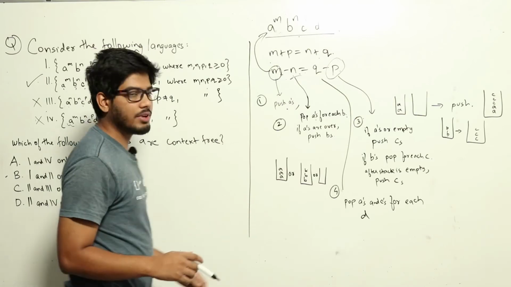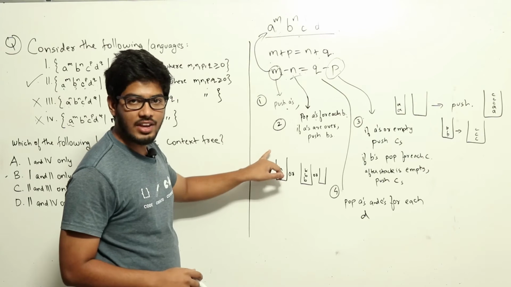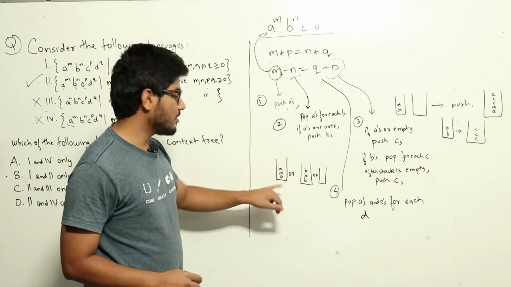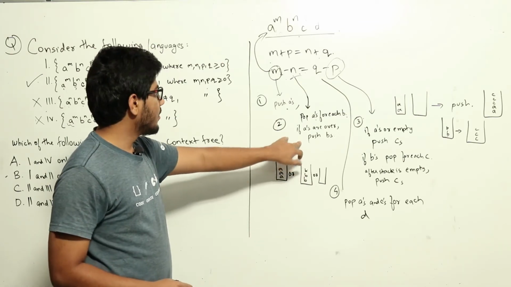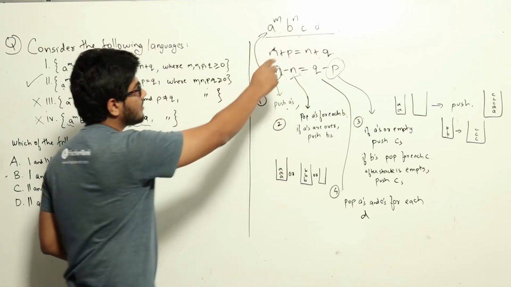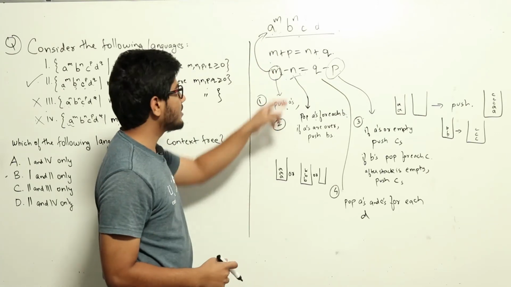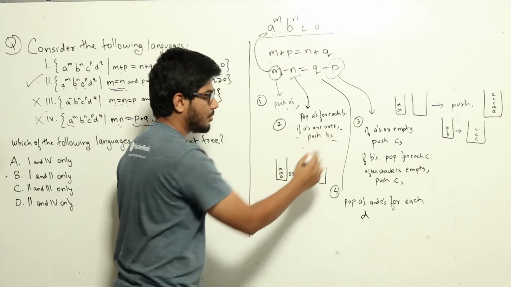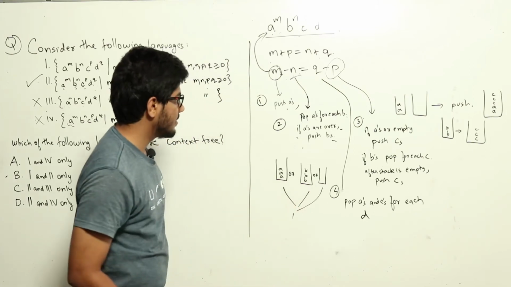Now there can be 3 cases. One is that the number of A's is greater than the number of B's. In that case there will be some A's left over in the stack. Or the number of A's is equal to the number of B's, in that case the stack will be empty. Or the number of B's can be greater than the number of A's. In that case we will keep on popping A's from the stack for each B seen, and then there will be a few leftover B's. What we will do is, if A's are over, we will keep on pushing the B's to the stack. So the stack will look like one of these 3 at the end.